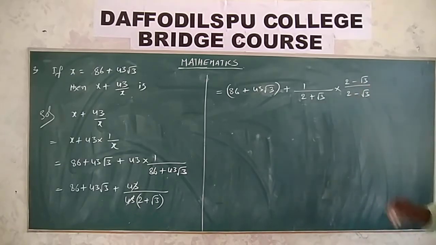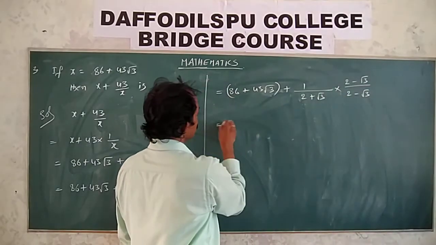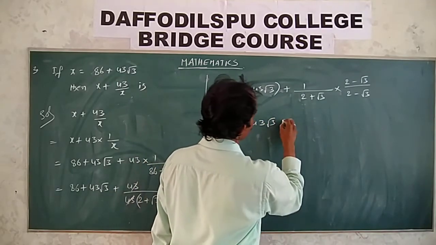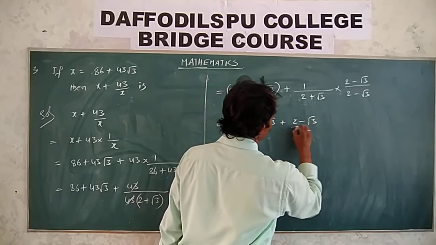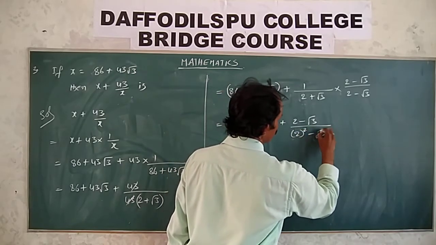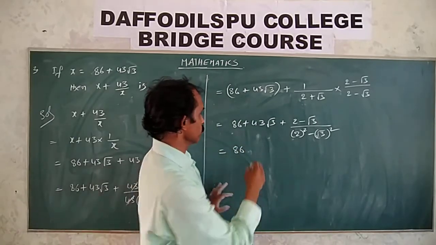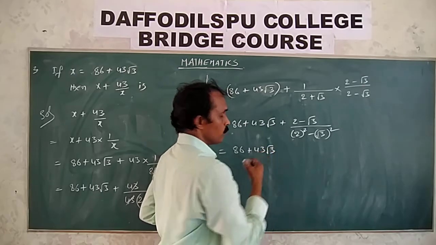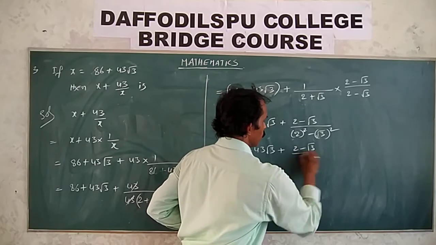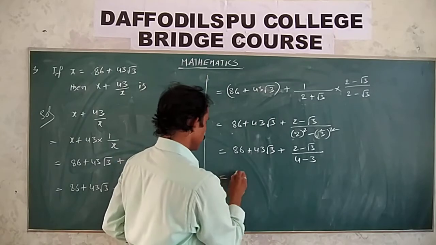Okay, denominator is (a plus b) into (a minus b), that is equal to a square minus b square. This is equal to 86 plus 43 root 3 plus 2 minus root 3 by 2 square, 4, this also cancels, 4 minus 3.